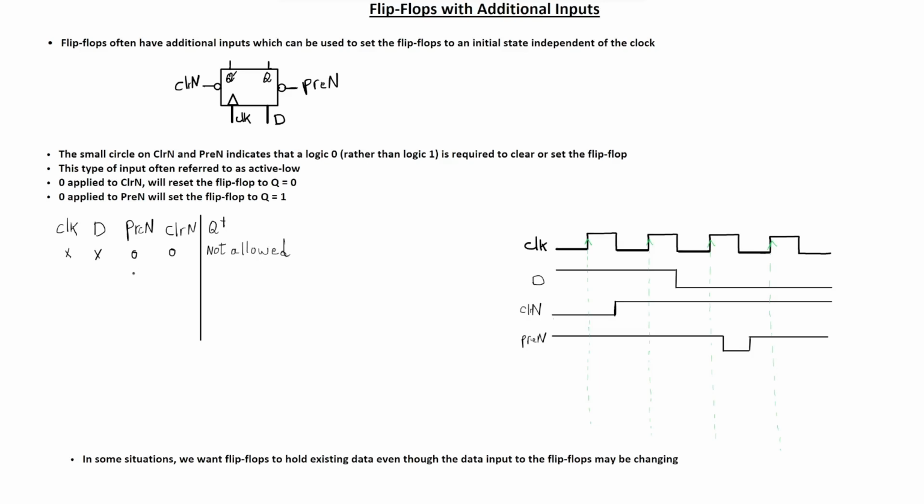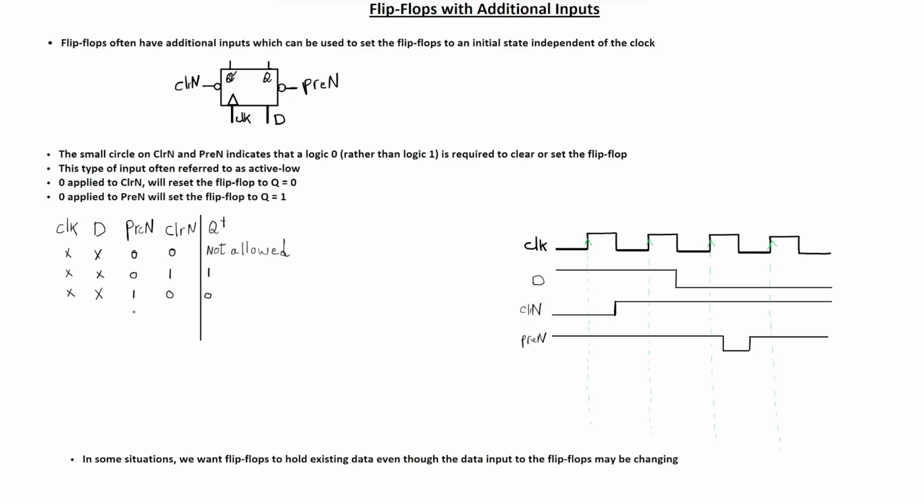Let's see when preset is 0 and clear is 1. As we said, preset 0 will set the next state Q to 1. That means Q plus will be 1 regardless of the D input and the clock. How about when preset is 1 and clear N is 0? In this case, clear N is active and preset is inactive. When the clear input is active, this will set the flip-flop to Q equals 0. So the next state will be 0. We don't care about the D input or the clock.